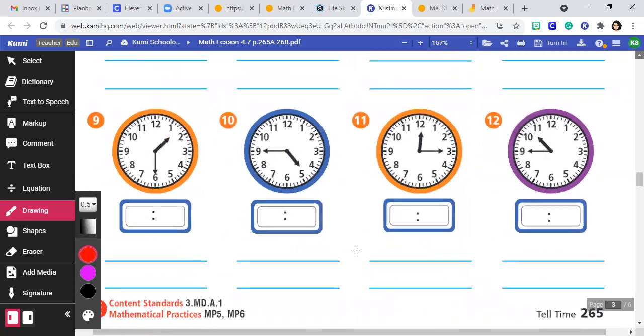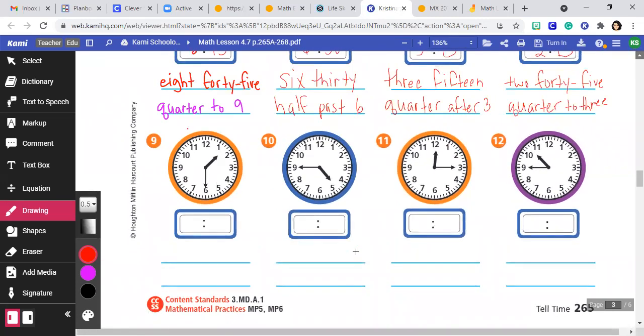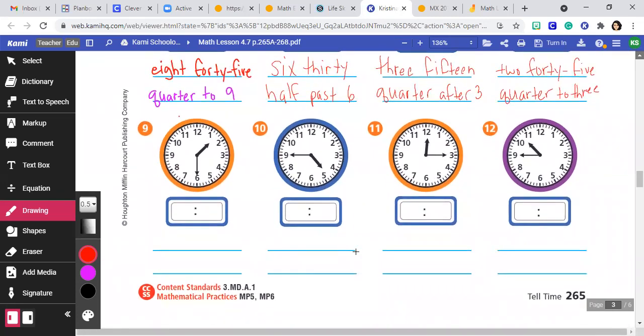Let's repeat the process for 9, 10, 11, and 12. Pause the video. Come up with your times, how many minutes are after the hour. Think about, how do you know that? Where is the hour hand? And say it 2 different ways. Resume the video once you are ready to check your answers.